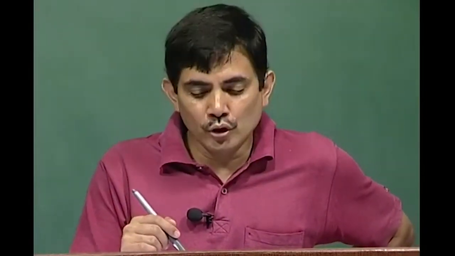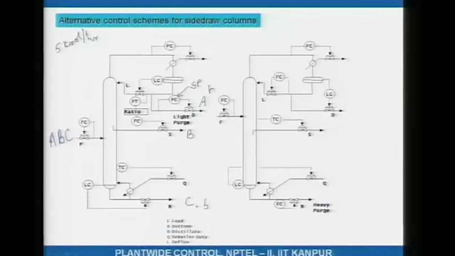Flip side, most of the time you are losing some amount of B with the A, right. If the component A flow rate goes beyond 5 for whatever reason, this control structure is bound to fail, because this set point has been set. You will have to essentially increase this set point.